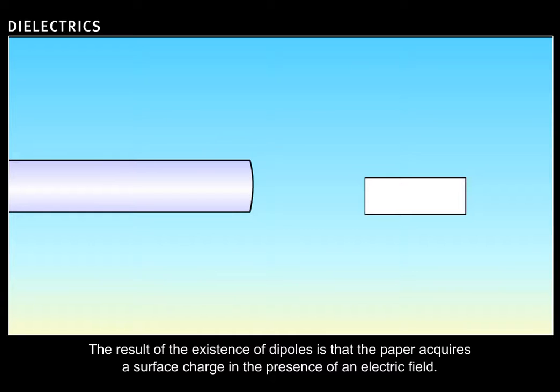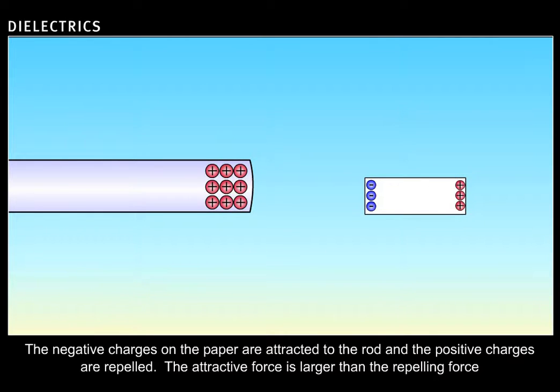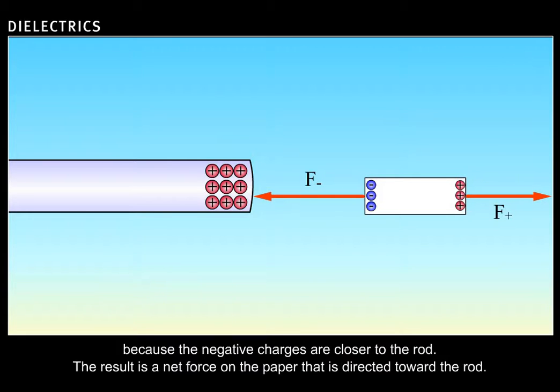The result of the existence of dipoles is that the paper acquires a surface charge in the presence of an electric field. The negative charges on the paper are attracted to the rod and the positive charges are repelled. The attractive force is larger than the repelling force because the negative charges are closer to the rod. The result is a net force on the paper that is directed toward the rod.